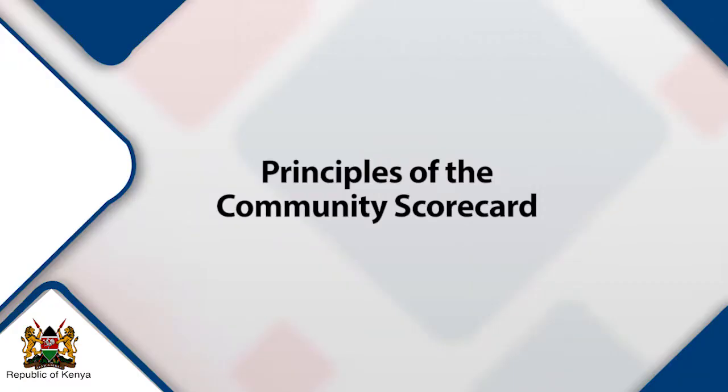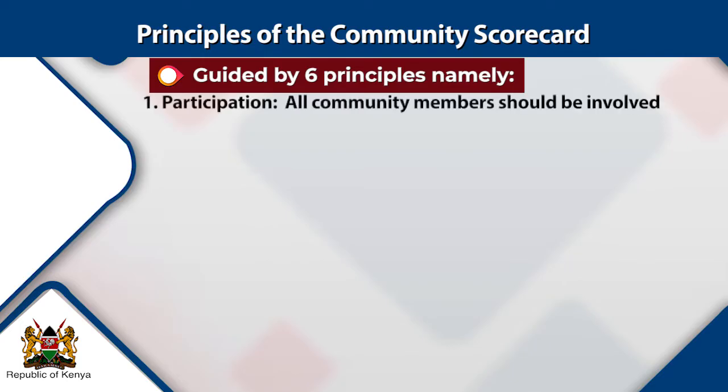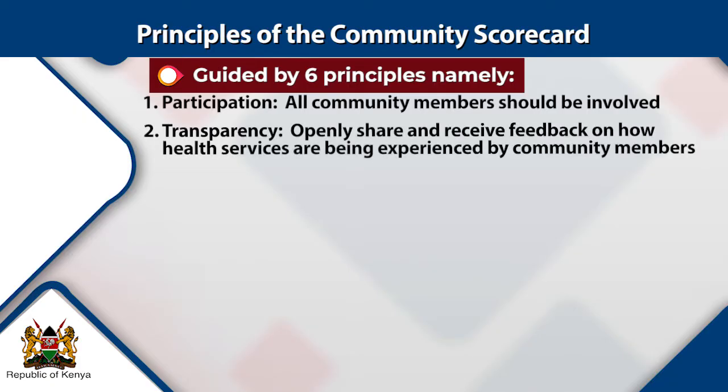Principles of the Community Scorecard. Guided by 6 principles, namely: 1. Participation. Community members from all socio-economic backgrounds should be involved. 2. Transparency. Openly share and receive feedback on how health services are being experienced by community members.